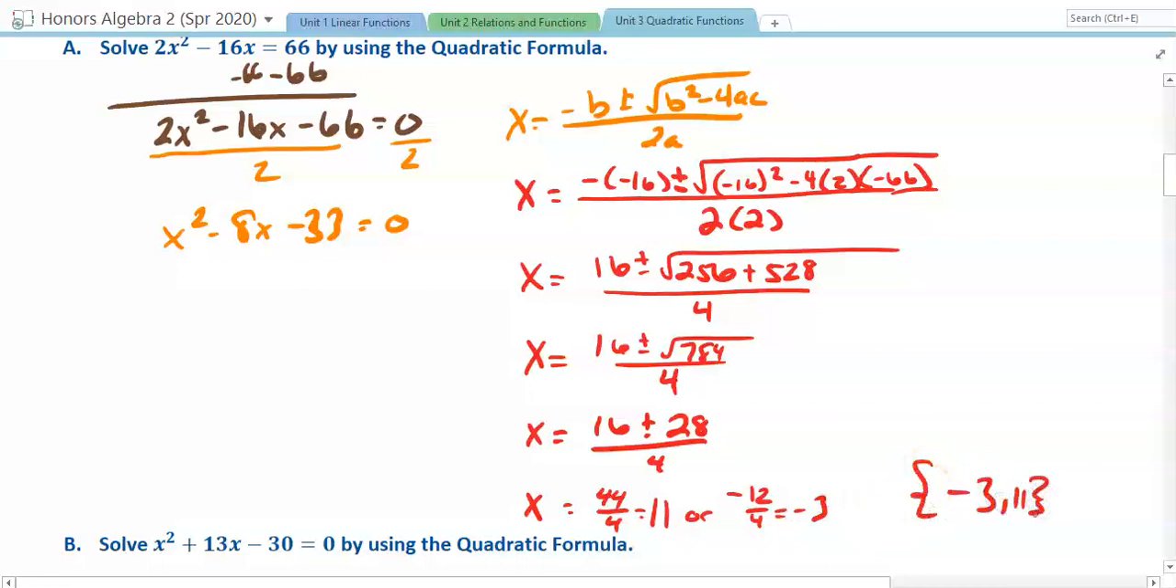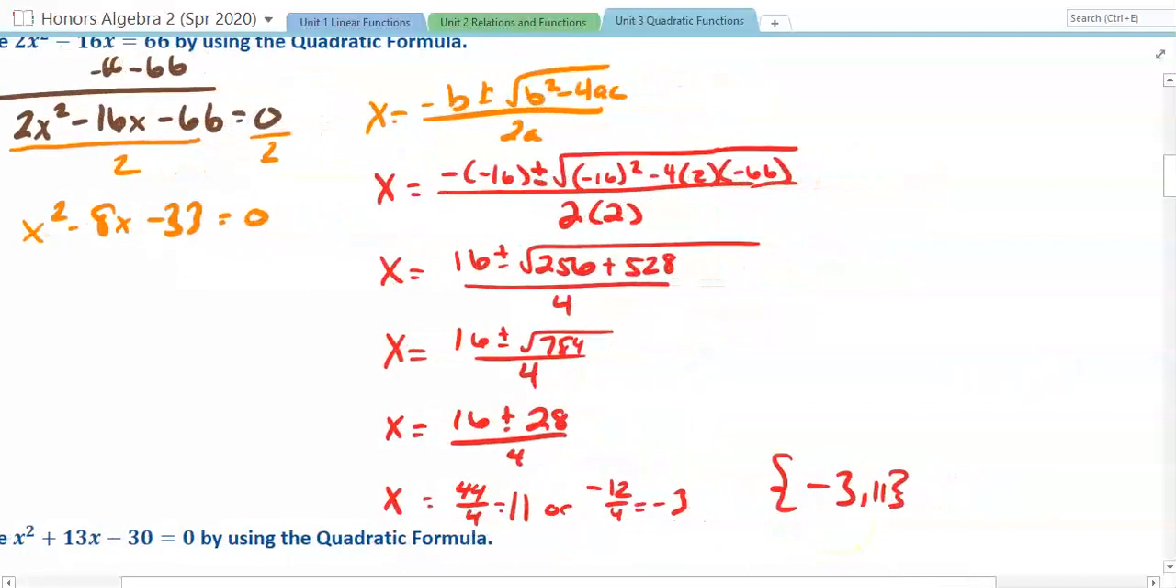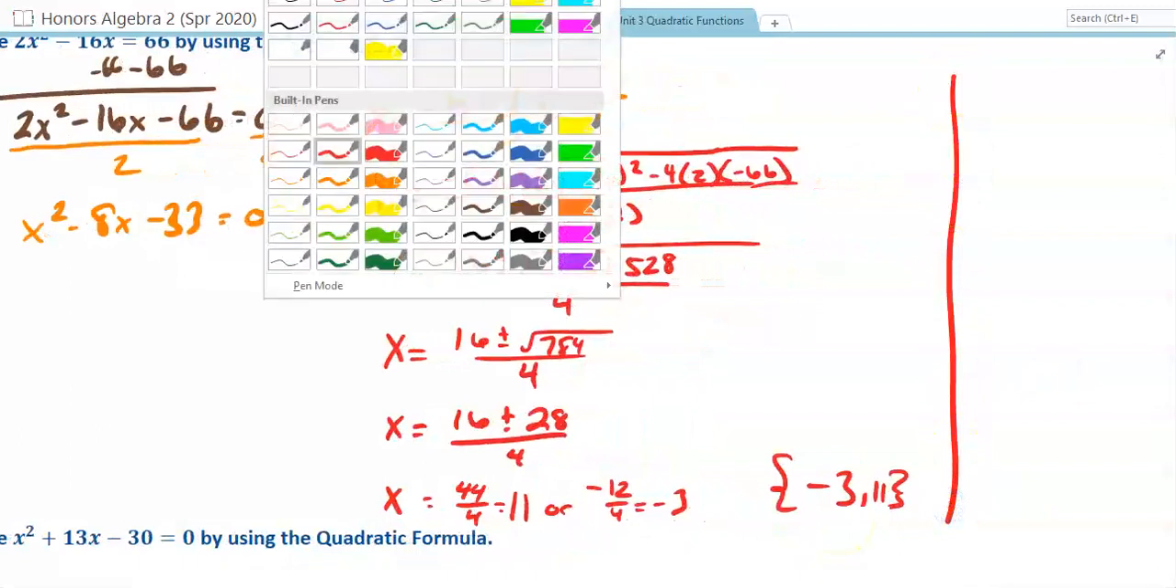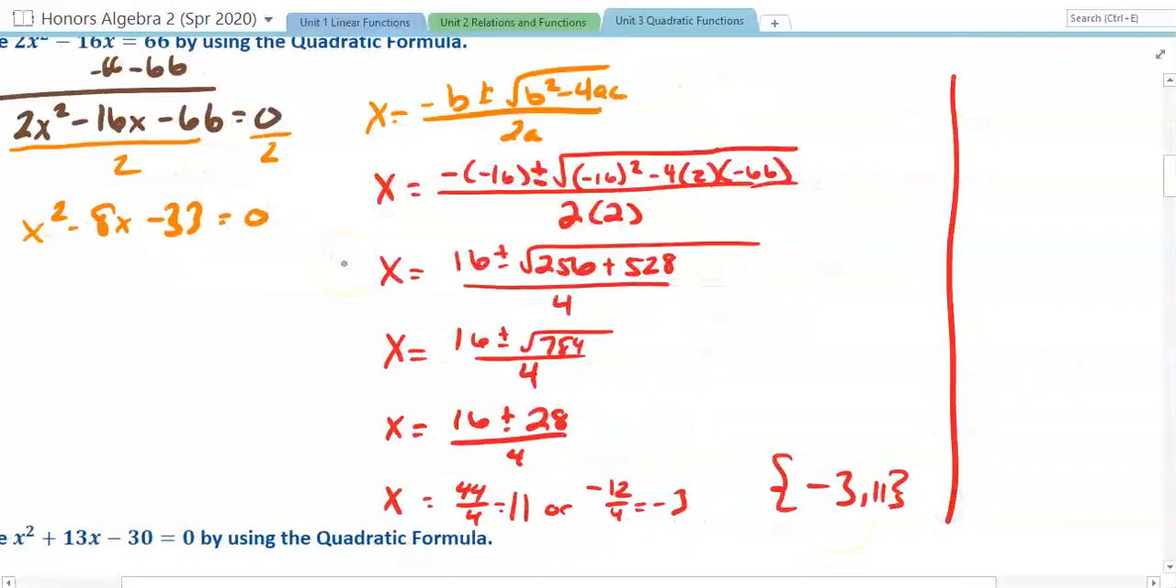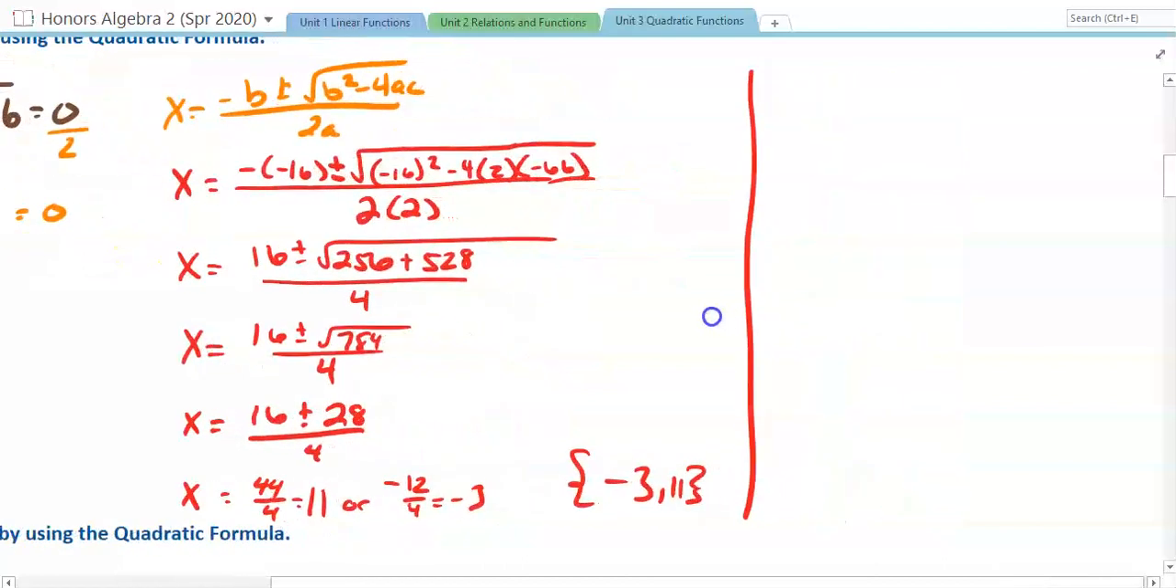And so we see here, again, we've plugged in our ABCs all the way through and simplified down using order of operations to get to my two separate solutions. Now, I said that we would do this a second time with that reduced one to show that it would work, right? And so my A is 1, my B is negative 8, and my C is negative 33.